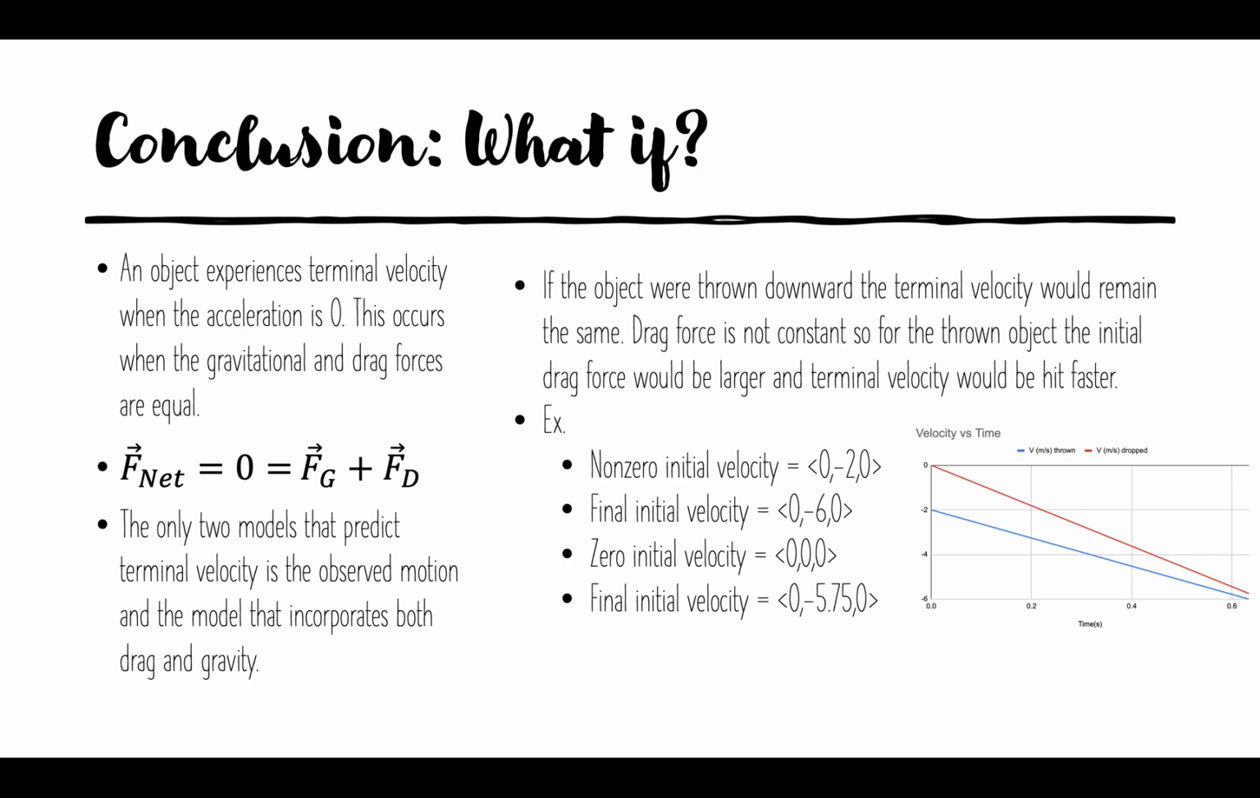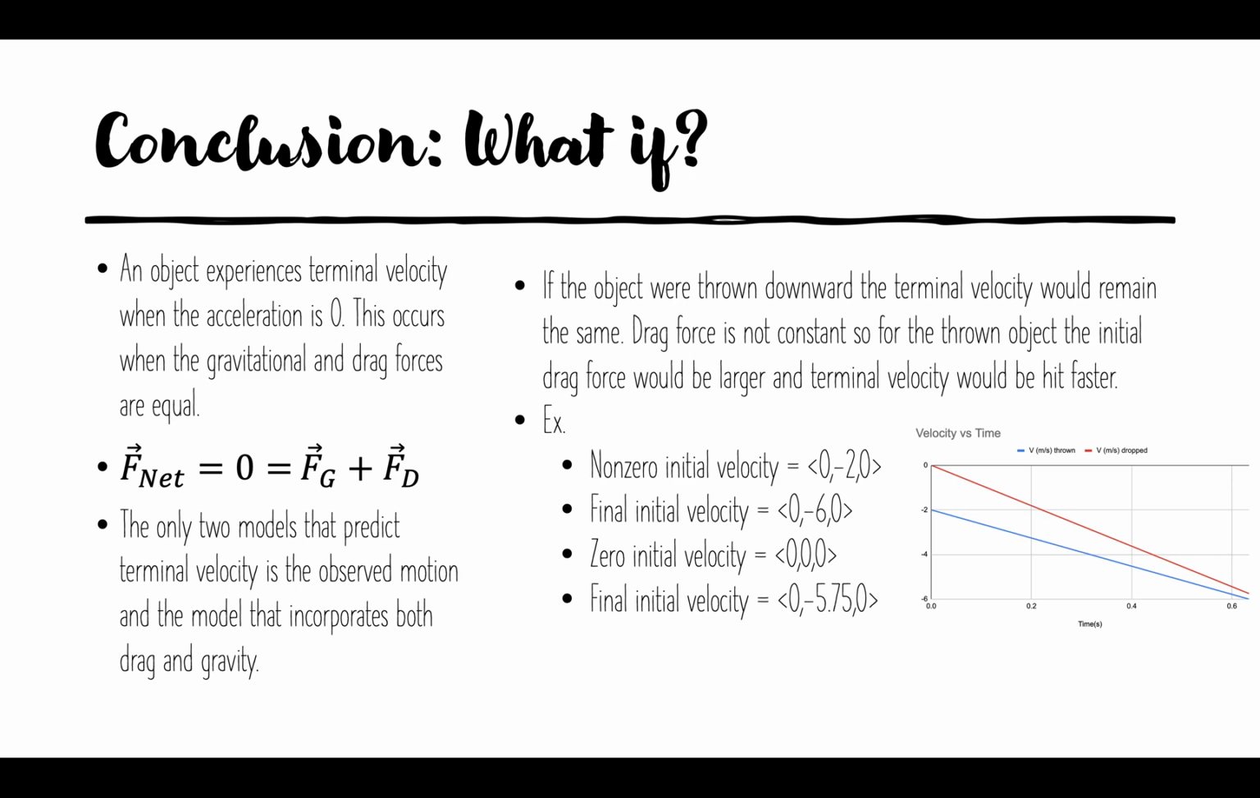An object hits terminal velocity when it is no longer experiencing any acceleration. This would mean that the drag force and the force of gravity are equal to each other, because F net equals 0, which is equal to the force of gravity plus the force of drag. Given this reasoning, it is obvious that two of the three models, the observed motion and the model with both drag and gravity, predict terminal velocity because they account for drag.